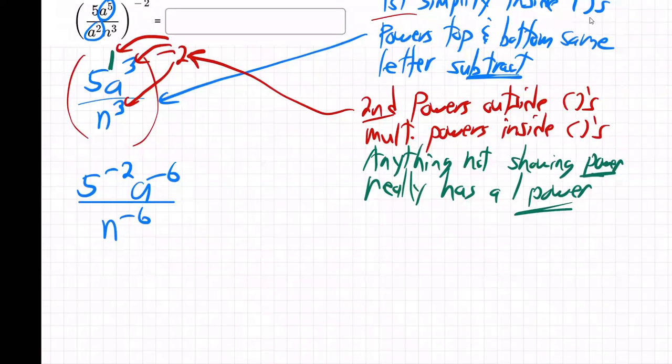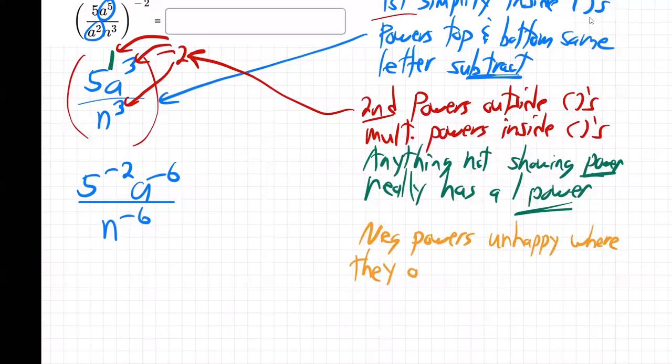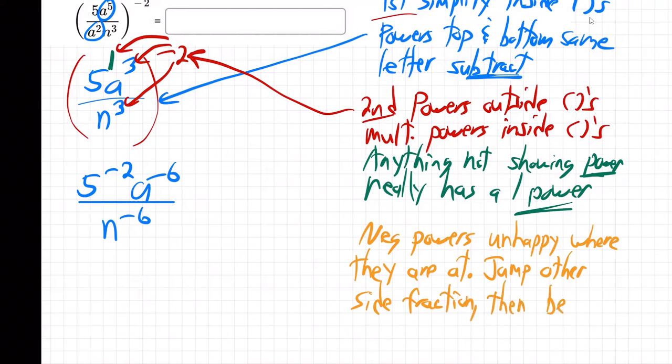Now, the third step is all about negative powers. Negative, because they're all negative there. Negative powers are unhappy, like somebody unhappy at their job. You're going to jump to a new job where they are at. Negative powers are unhappy where they're at. They jump to the other side of the fraction, then become positive. So this guy is going to jump down, and this guy's also going to jump down, and this guy, he's like, I want to jump up.